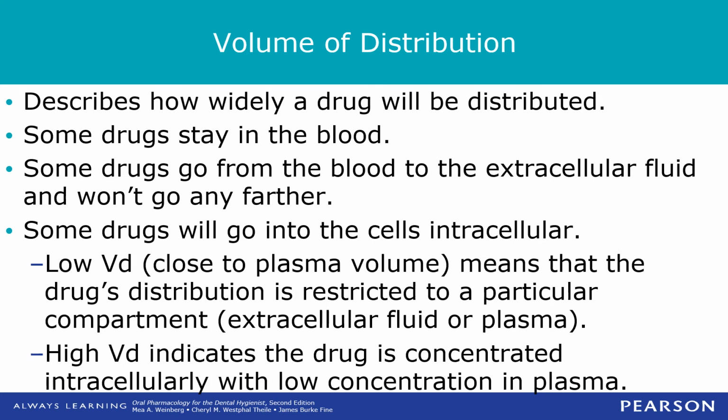What's the volume of distribution of a drug? Well, this describes how widely a drug will be distributed. Some drugs stay in the blood. Some drugs go from the blood to the extracellular fluid and won't go any further. Some drugs will go into the cell, intracellular. A low volume of distribution means that the drug's distribution is restricted to a particular compartment, for example, the extracellular fluid or plasma. A high volume of distribution indicates that the drug is concentrated intracellularly with low concentrations in the plasma.